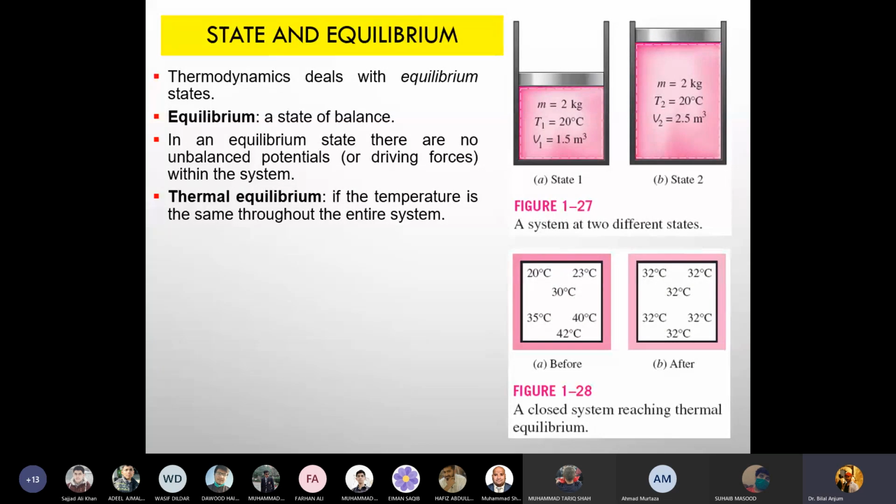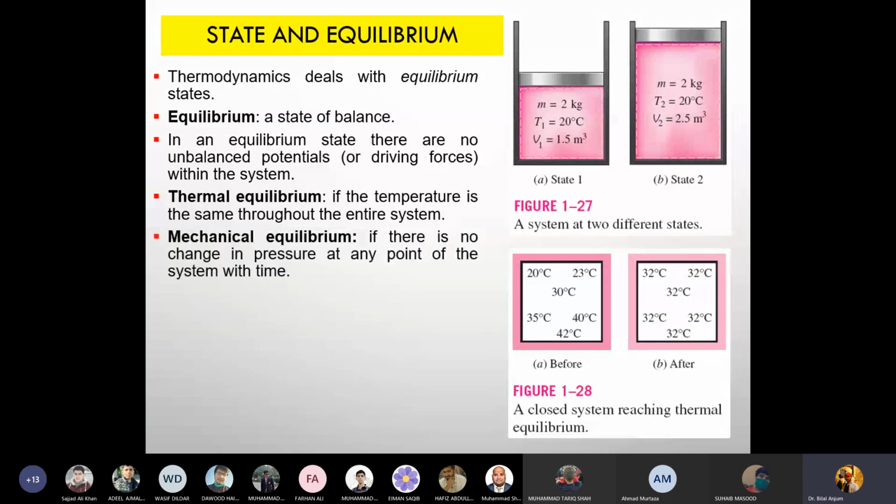Clear enough? So my system needs to be in thermal equilibrium before I could say that my system is having a stable state. The second equilibrium is the mechanical equilibrium. If there is no change in pressure at any point of the system, I could safely say that the pressure of my system is stable. Right now, within this room, is there thermal equilibrium and mechanical equilibrium?